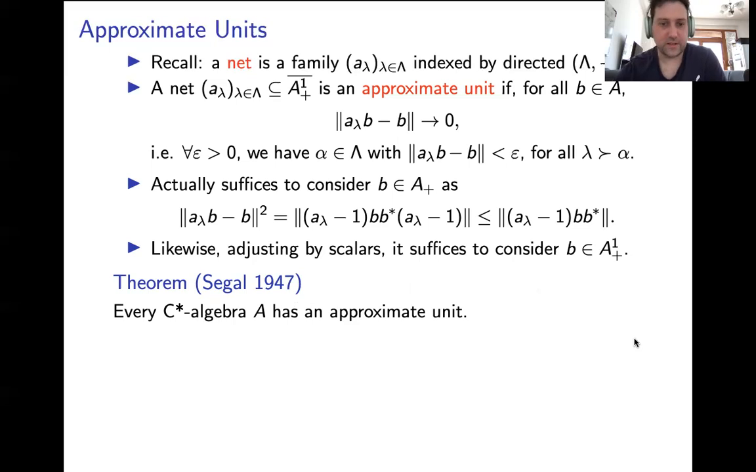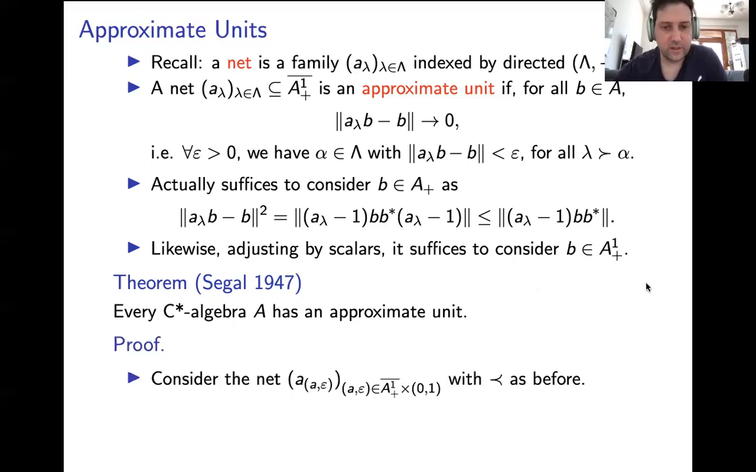Dixmier also didn't have access to Brown's result, so of course, he did it in a different way as well. So what's the approximate unit going to be? Well, it's just going to be a very simple net. It's just going to be a collection of elements indexed by these pairs, remember, with this ordering we just defined on the previous slide. So pairs consisting of one element in the closed positive unit ball and another scalar strictly between zero and one, with the ordering I just mentioned.